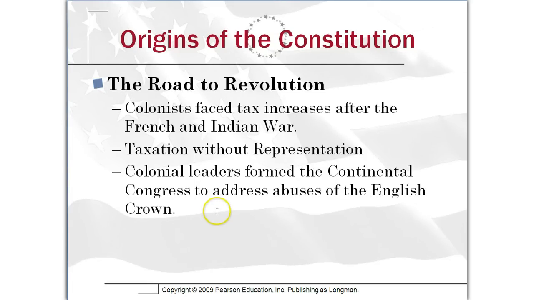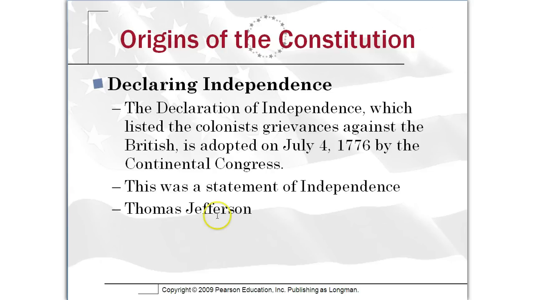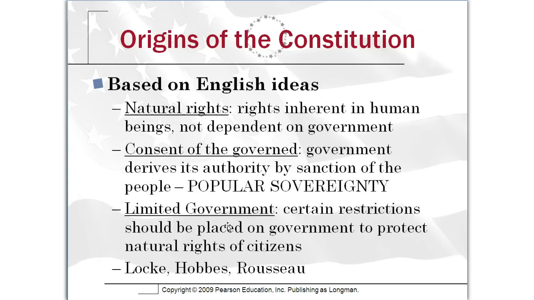So that moved the colonists to declare independence. They wrote the Declaration of Independence, which listed all their grievances against the British, and it was adopted on July 4th, 1776 by that Continental Congress. It was the statement that declared our independence, and it's important to know that Thomas Jefferson wrote this document. It's also important to know what the founding principles were behind this document, because they are also the founding principles that led into our new government.